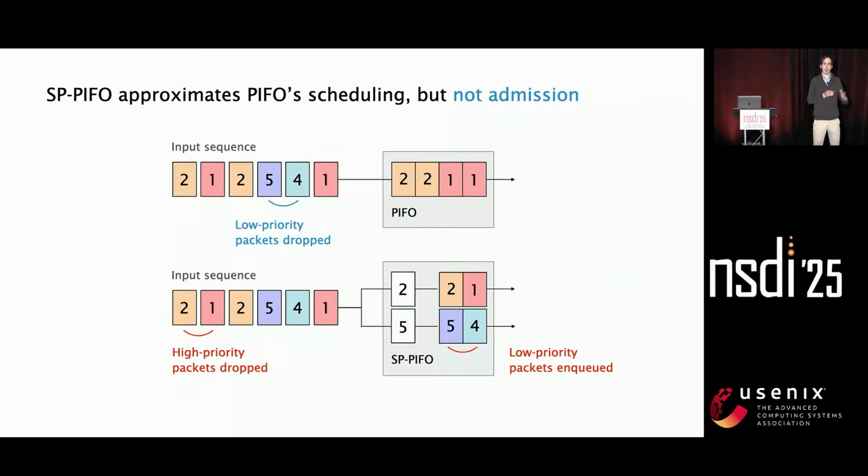However, SP-PIFO, while it manages to approximate the PIFO's scheduling behavior, cannot approximate the PIFO's admission behavior because it leaves admission as a byproduct of the scheduler's design. It does not control admission proactively. And the result is that non-important packets, packets of high ranks, can leak into the queues and occupy the buffer, not letting important packets, packets of low ranks, get access to these queues, meaning we end up dropping important traffic because non-important traffic is occupying these queues.